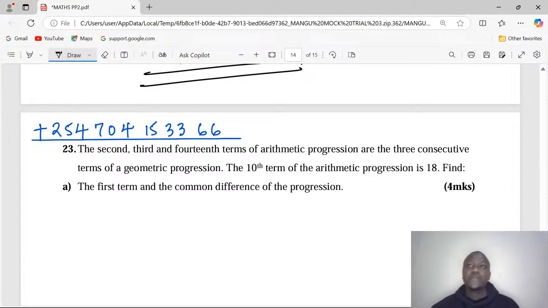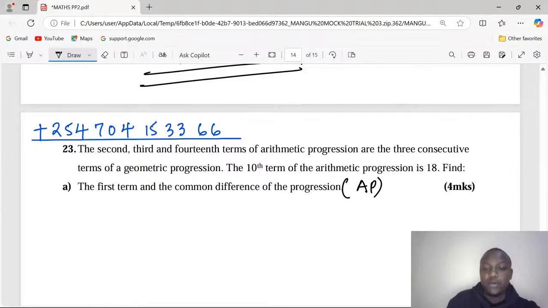The second, third, and 14th terms of an arithmetic progression are three consecutive terms of a geometric progression. The 10th term of the arithmetic progression is 18. Find part A, the first term and the common difference of the progression. Of course, it is the arithmetic one, because arithmetic progression is the one that has a common difference.